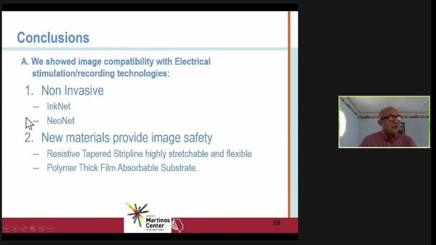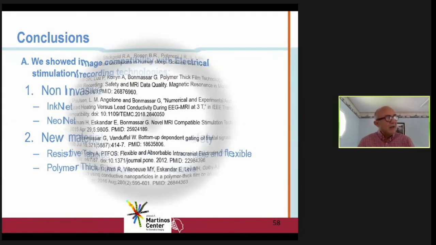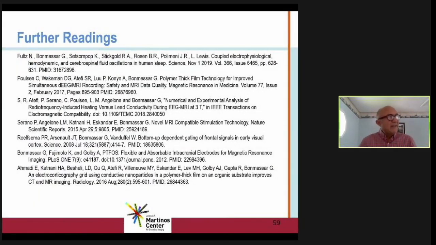So in conclusion, we talked about non-invasive technologies, mostly high-density EEG, and we provided some new materials that could be useful for future implants that are both safe and with high MRI quality. And here I would like to conclude with a set of future readings if any of the viewers are interested in this topic.